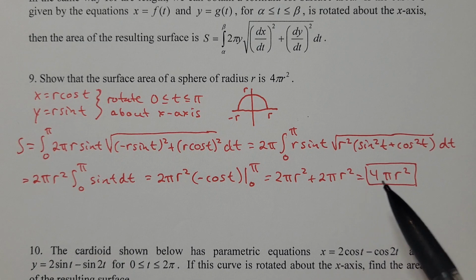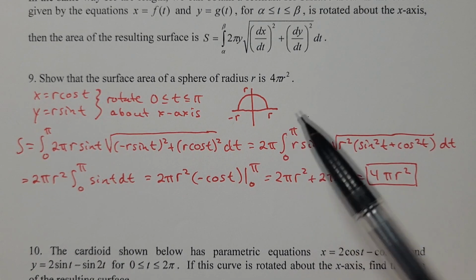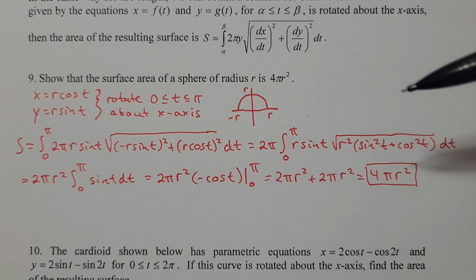Okay, and that'd be 4 pi r squared. That's what I get. That's what the surface area of a sphere is. Okay, so that's problem 9.